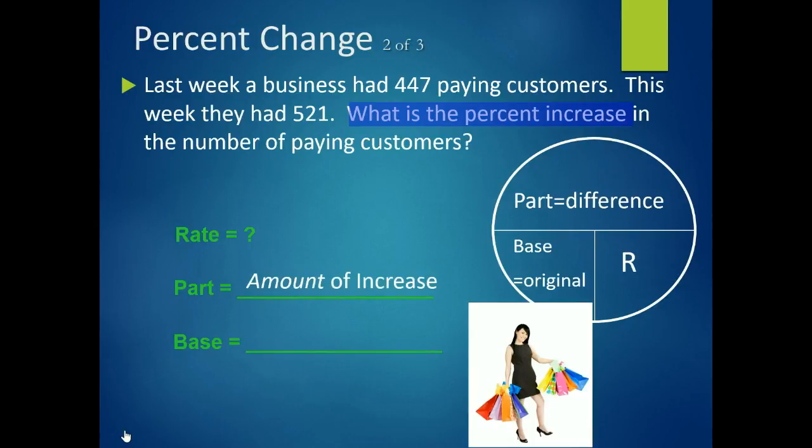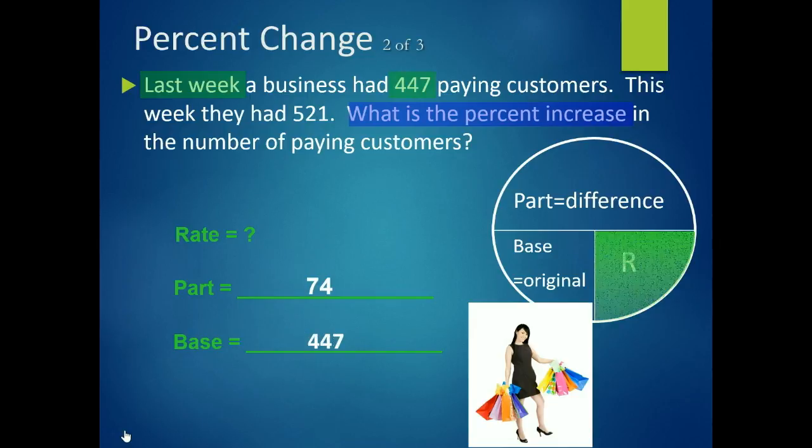The part is the amount of increase, and that's found by taking the difference or the change of the two values given. Subtracting, we have a difference of 74. The base is the original number, and in the problem, from the context clues, it tells us last week, which is our original amount, they had 447 paying customers. So we have our base.